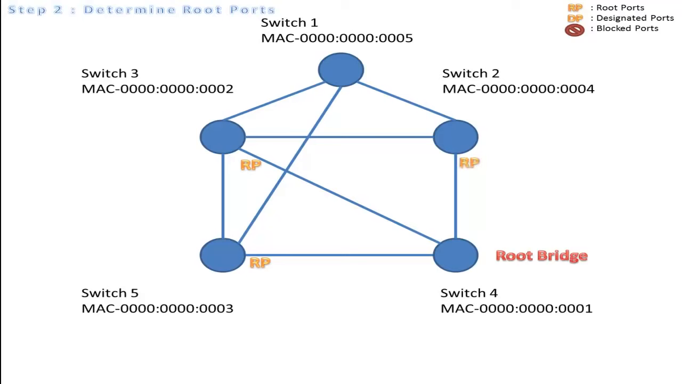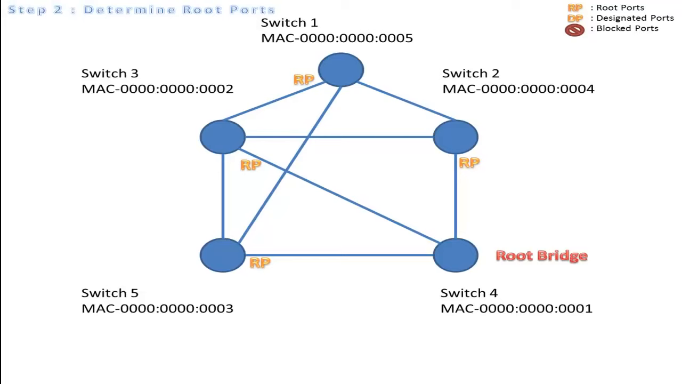Since switch 1 is not directly connected to the root bridge, we determine the root port for switch 1 by choosing the network which is connected to a switch with the lowest cost. In this scenario, the MAC address of switch 3 is the lowest compared to switch 2 and switch 5, thus the following port is the root port for switch 1.